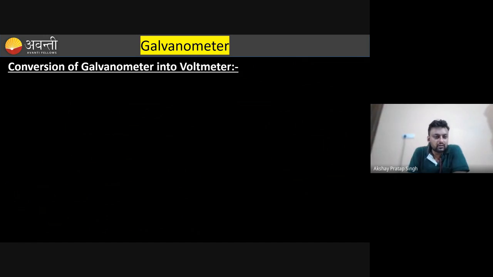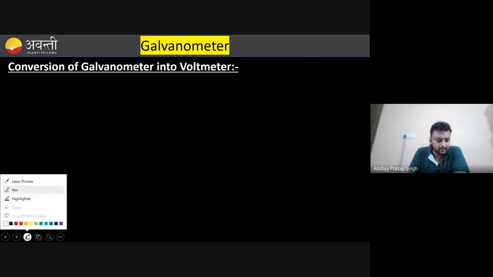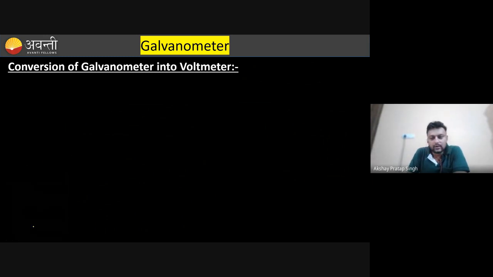Now another point is how we can convert a galvanometer into a voltmeter. Now listen. Again, two punchlines. Very good, JNV rowing. Very good. Try to be responsive the same way.